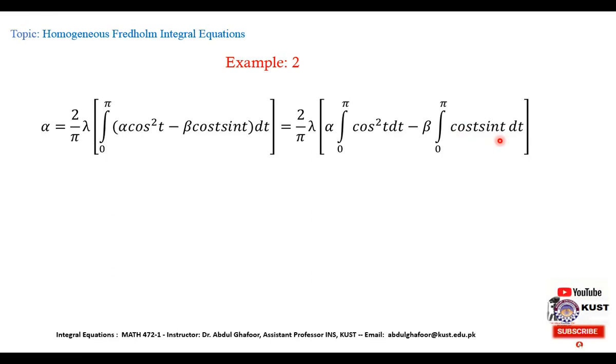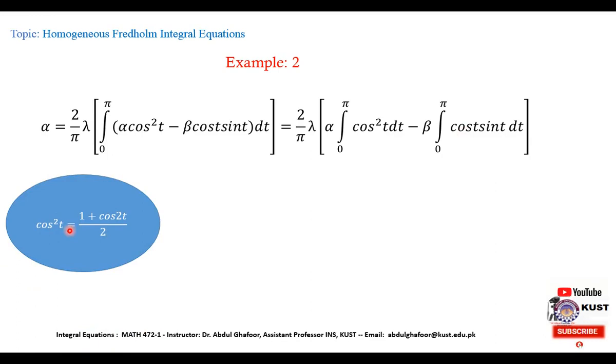So we have a formula from trigonometry that cos square t will be equal to 1 plus cos 2t divided by 2. So we substitute this cos square t over here and then we integrate this.